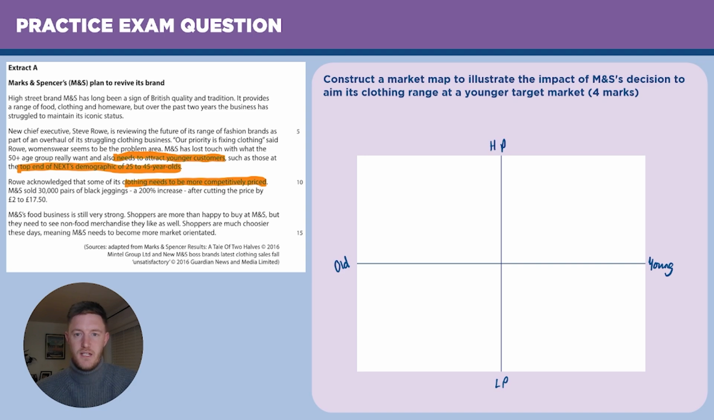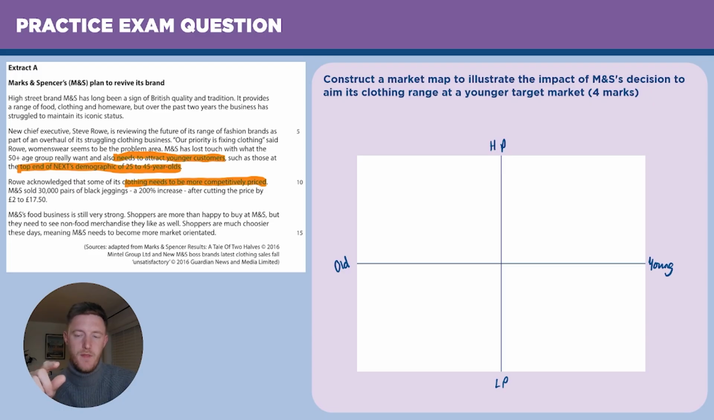So it says they need to attract a younger set of customers, the top end of their demographic, like the next demographic of 25 to 45. There's an interesting bit there because they've mentioned a competitor. We're going to put that on the map just to start off, to get some extra application. And they've also acknowledged that some of their clothing needs to be more competitively priced.